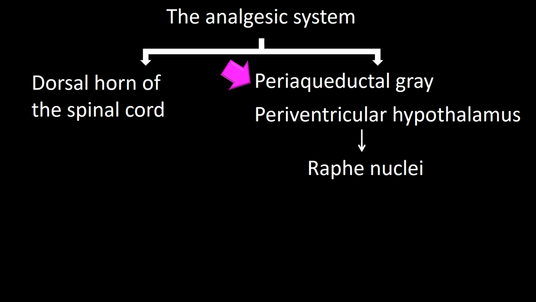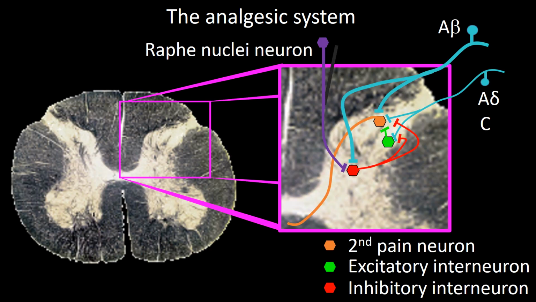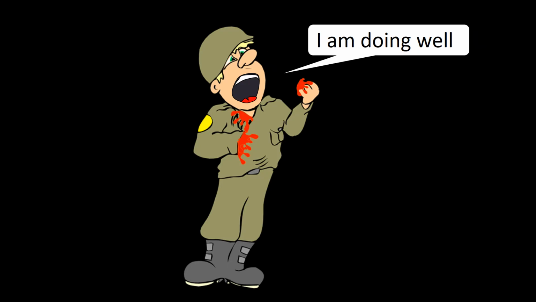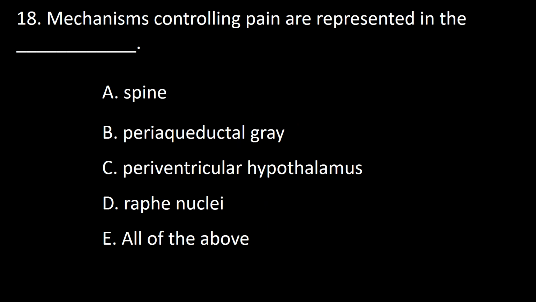The other system involves the periaqueductal gray, periventricular hypothalamus, and the raphe nuclei. The functioning of this system is not well established, but it appears that the raphe nuclei excite inhibitory interneurons in the dorsal horn. This system works in times of high stress. So the answer to this question is E.